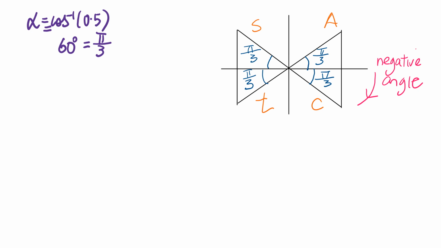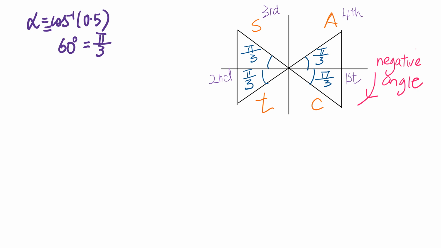In this case, this will be your first quadrant, this will be your second, this will be your third, and this will be your fourth. But your ASTC remains the same. So in other words, for the negative angle, for cosine to be positive, your answer must come from the fourth quadrant of your negative, which corresponds to the first of your positive. Then the first of your negative corresponds to the fourth of your positive.